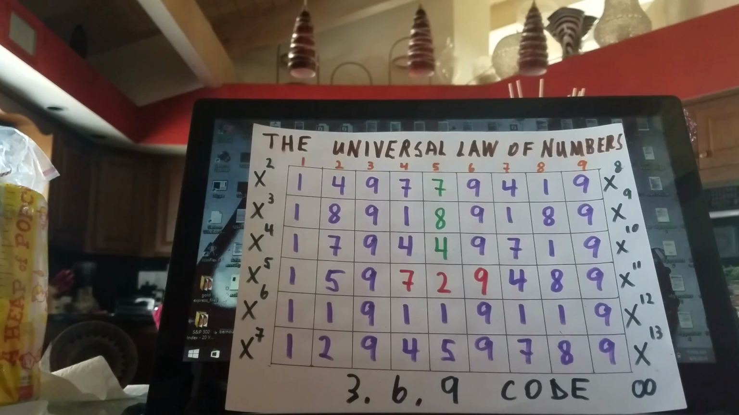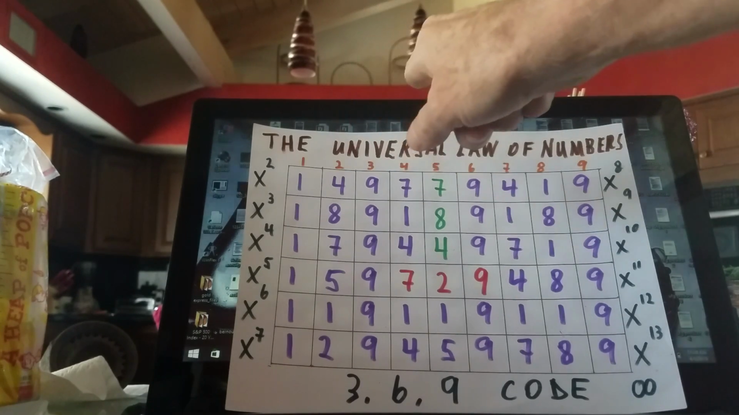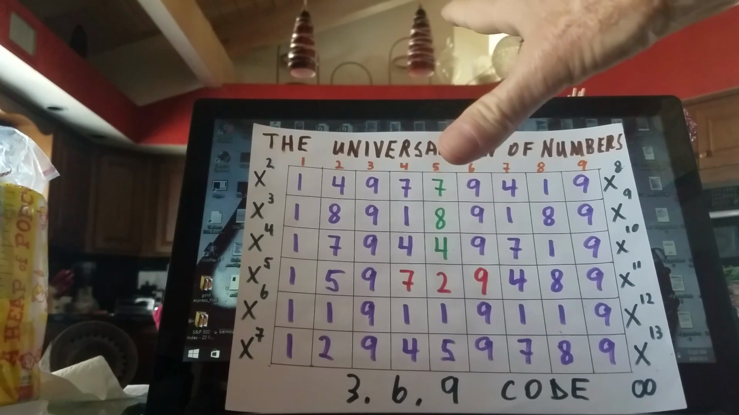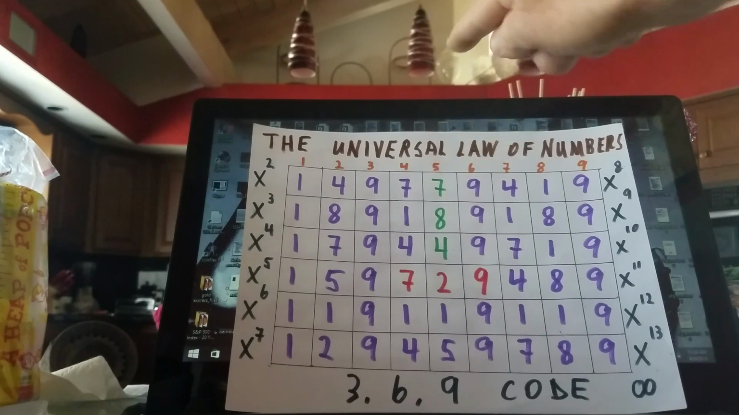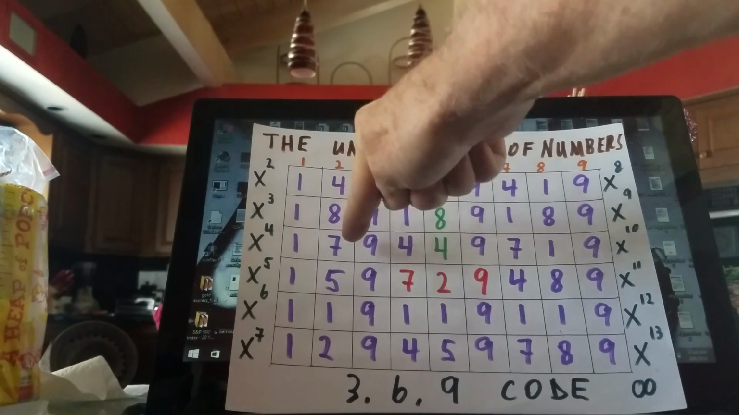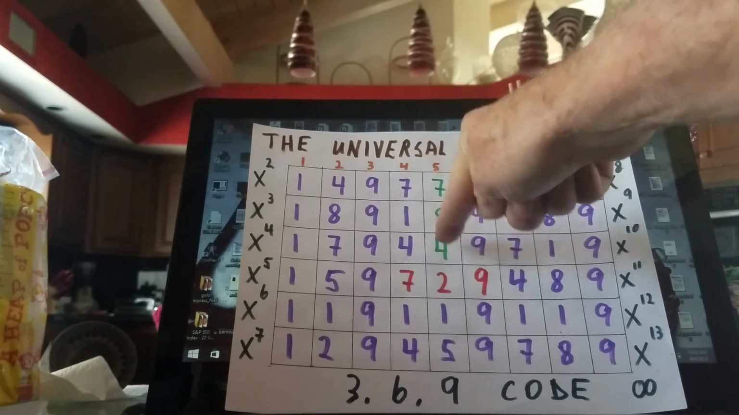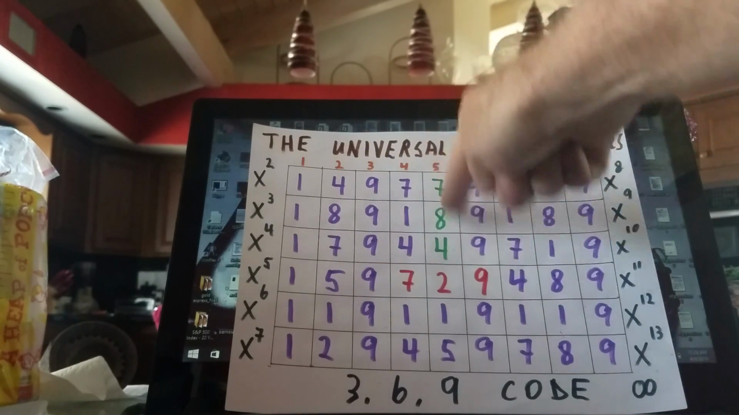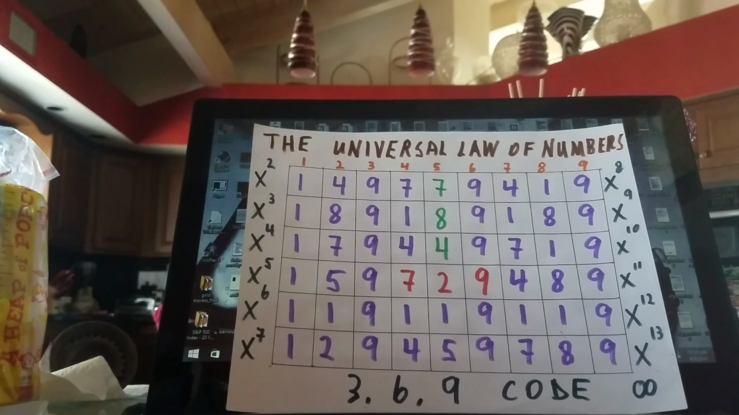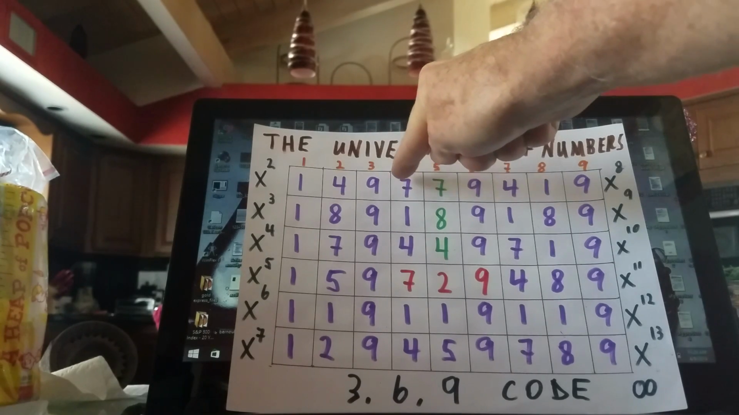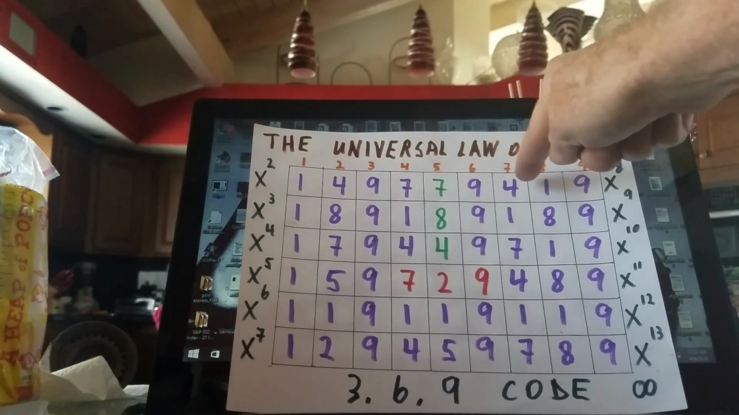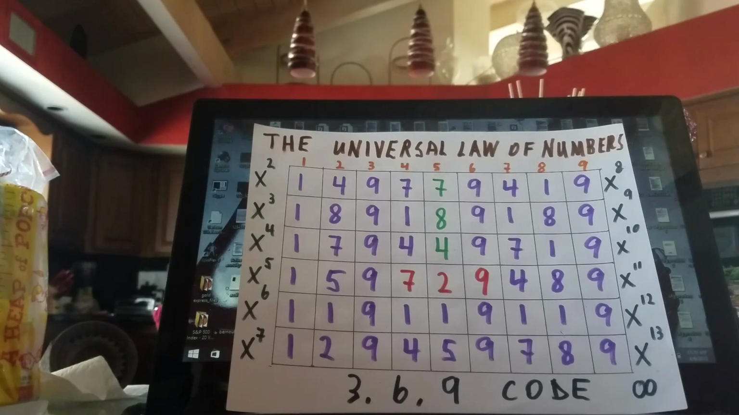So one thing I'll point out here is that we see a directional change, because if we see this, it's 487512, but here it's 487512. So at this point right here, the whole thing changes direction. We see that it's 714, but over here it's 417.